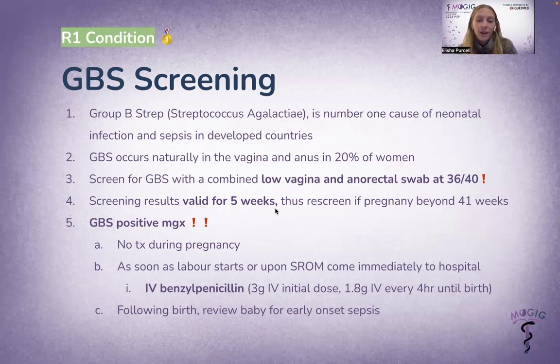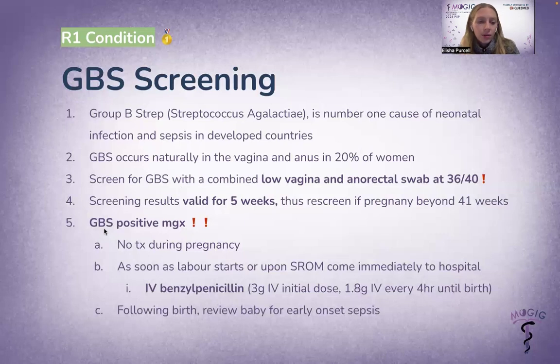So when I say valid for 5 weeks, that's for when you're screening with this GBS swab. It's not if they've got it picked up in their midstream urine. So if someone gets a positive result at 36 weeks and their pregnancy continues to 42 weeks, let's say, it's really important that anytime beyond 41 weeks, they have to actually get a re-swab done.